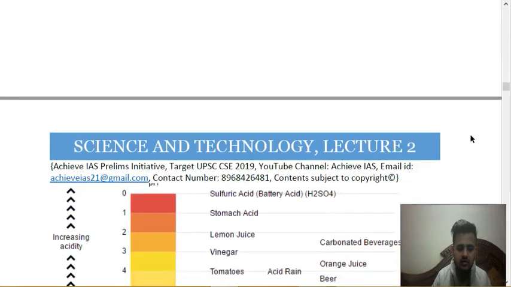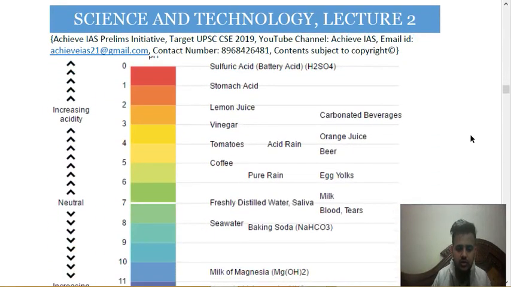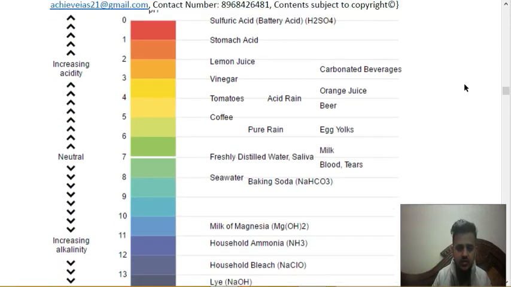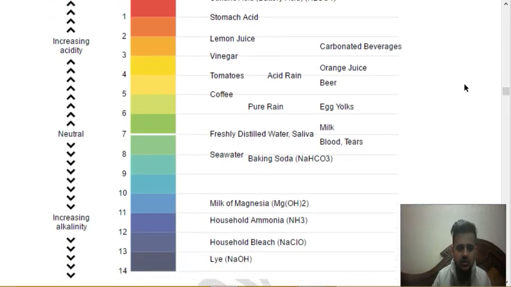So here I have included a picture of this table. You can see that sulfuric acid is highly acidic, and then comes the stomach acid, that is hydrochloric acid, HCl, found in the stomach. Then comes lemon juice, then vinegar. Carbonated beverages come between lemon juice and vinegar, then tomatoes, acid rain, and then coffee, pure and freshly distilled water, sea water.